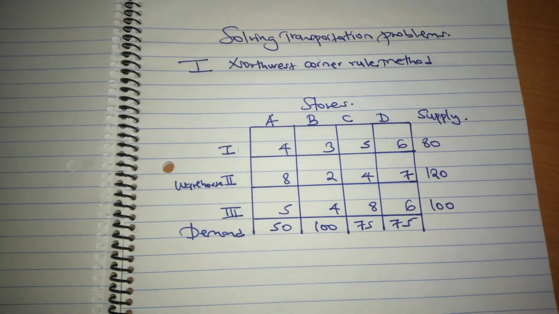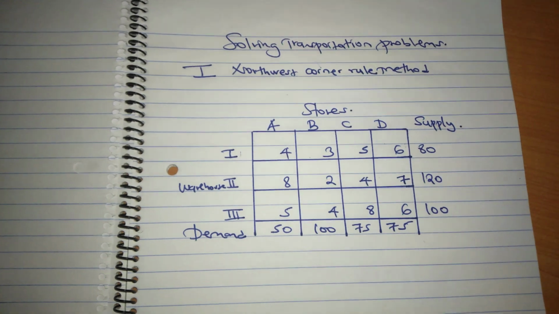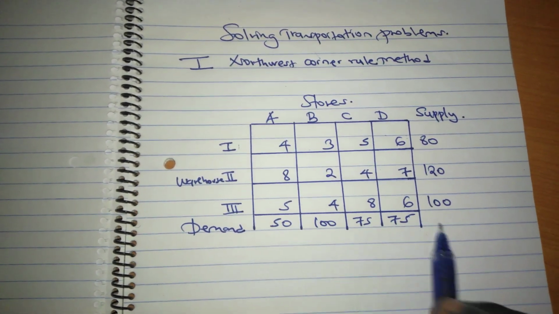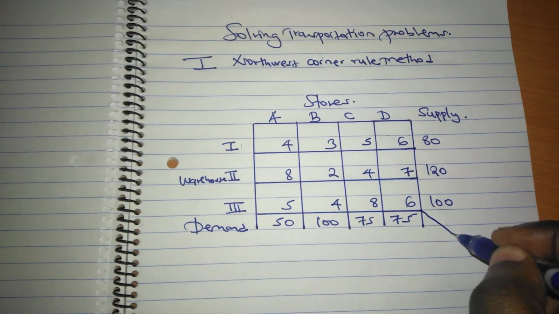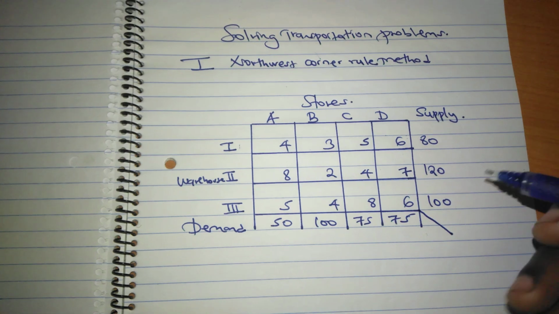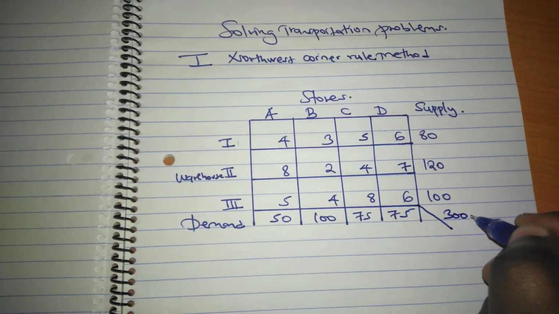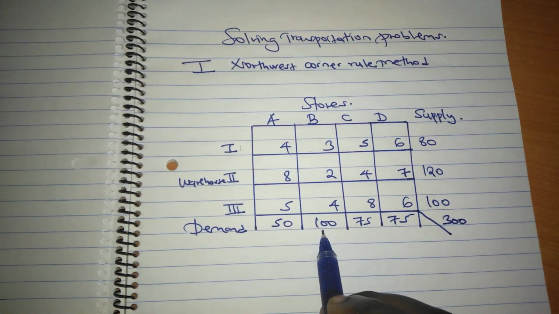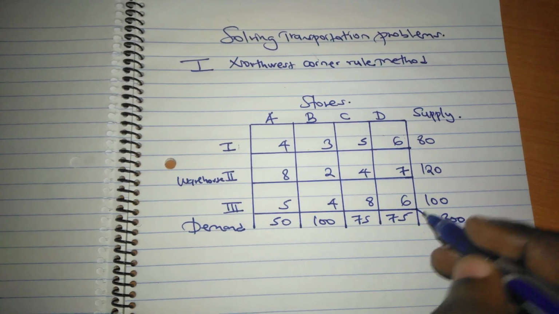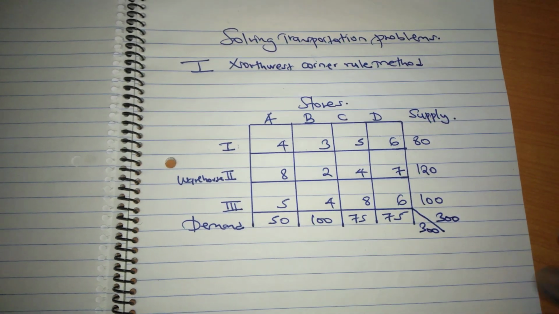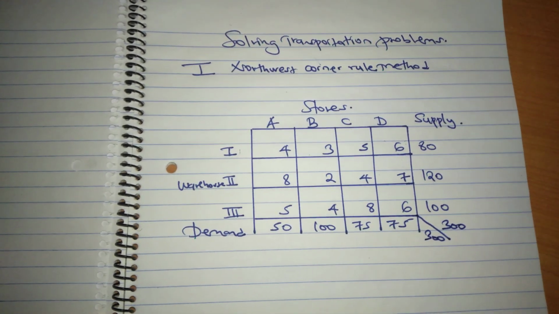So in this case, we're going to add the supply side and also check it against the demand side. On the supply side, you add 80 plus 120 is 200, plus 100, you get 300. On the demand side, you have 50 plus 100, 150, plus 75 plus 75, which gives us 300. Therefore, this is a balanced transportation problem.